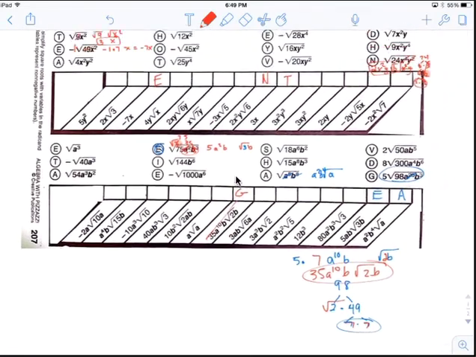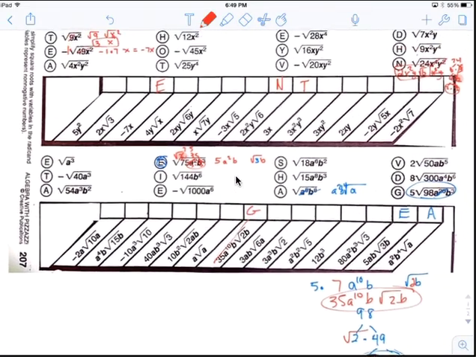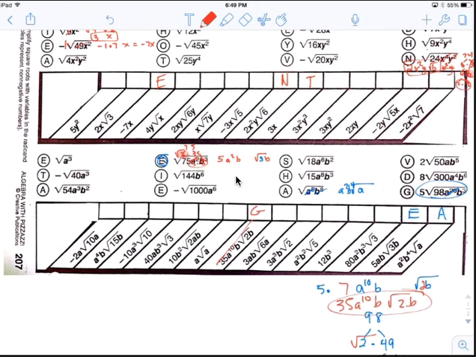Okay, that's all I'm going to do. I hope you can figure out the rest on your own. It's not that hard. Just do the multiplication. Hope this helps.